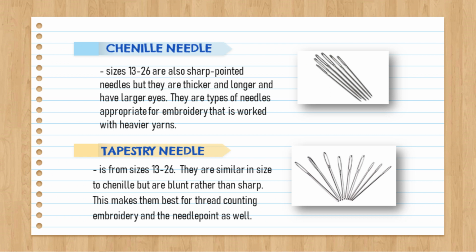7, chenille needle. Sizes 13 to 26 are also sharp pointed needles, but they are thicker and longer and have larger eyes. They are the types of needles appropriate for embroidery that is worked with heavier yarns. 8, tapestry needle is sized from 13 to 26. They are similar in size to chenille but are blunt rather than sharp. This makes them best for thread counting embroidery and needlepoint as well.